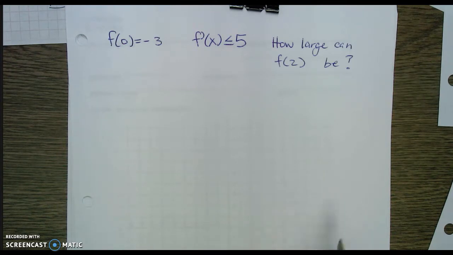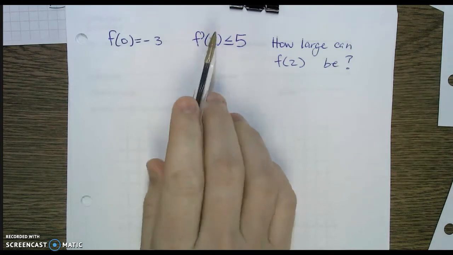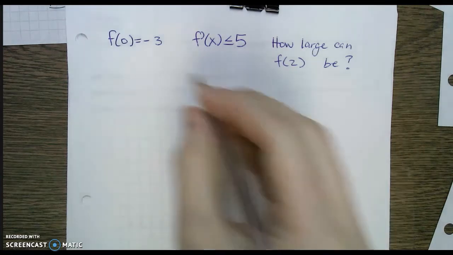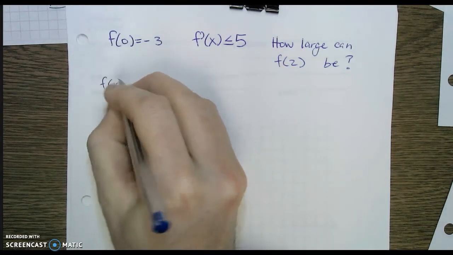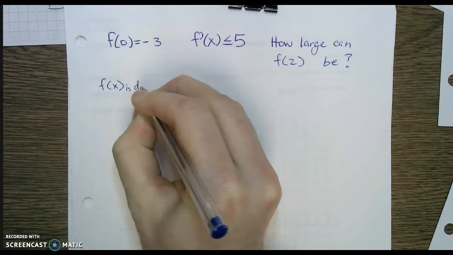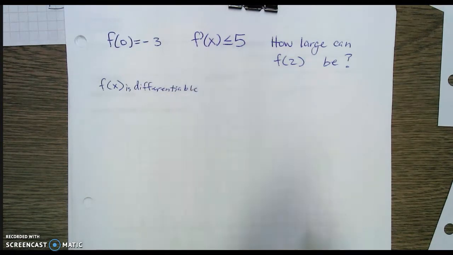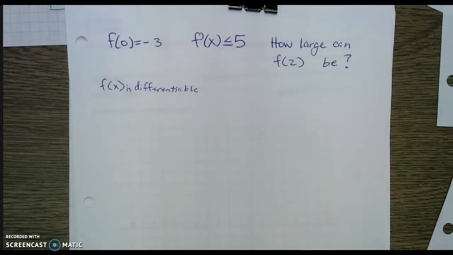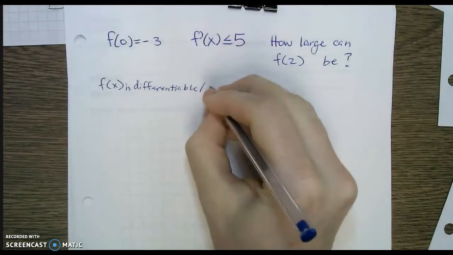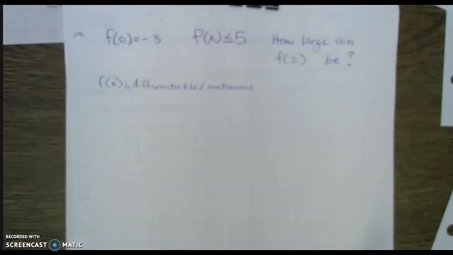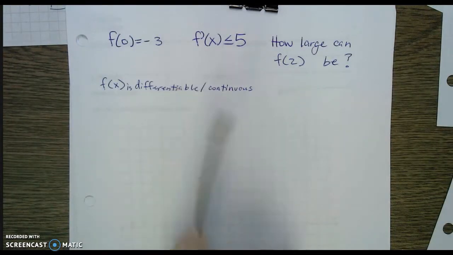So first of all, it gave us a derivative, and it said the derivative is less than or equal to 5. If they're giving us a derivative, then they're saying f of x is differentiable. Like I said, we're going to use mean value theorem, so that's one of the criteria we have to show. And if it's differentiable, then it must be continuous, because that is a restriction on differentiability, that it must be continuous to be differentiable. So we have both conditions now.